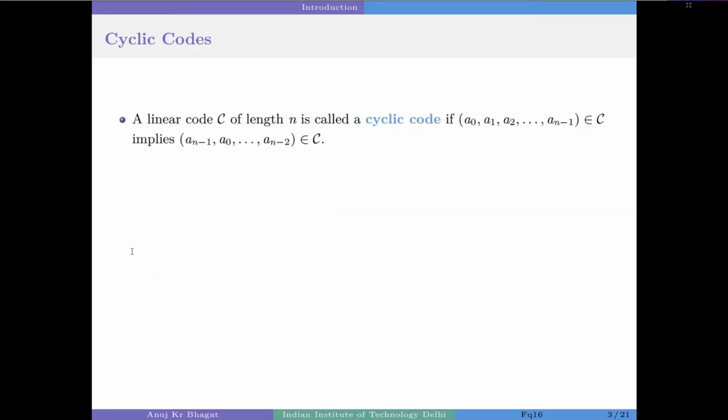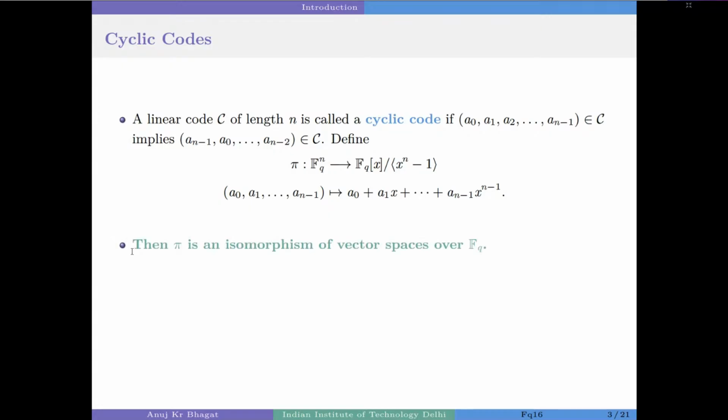So a linear code of length n is called a cyclic code if it is closed under cyclic shifts. That is, whenever (a0, a1, up to an minus 1) is in C, then all its shifts are also in C. So if I define a map phi from Fq^n to the quotient ring Fq[x] quotient by x^n minus 1 in the natural way, that is (a0, a1, ...) goes to a0 plus a1 x and so on, then this is an isomorphism of vector spaces over Fq.